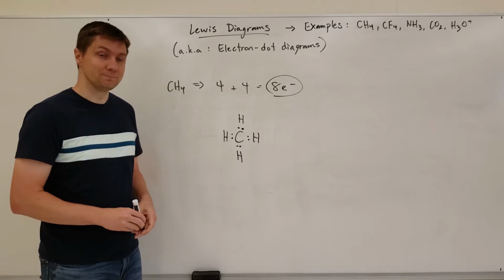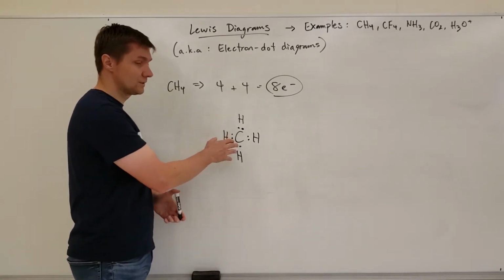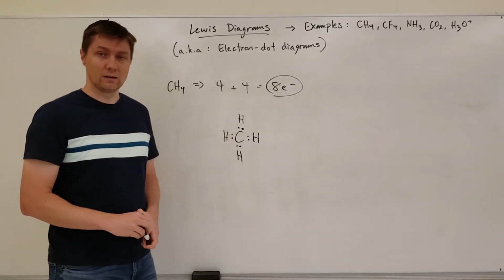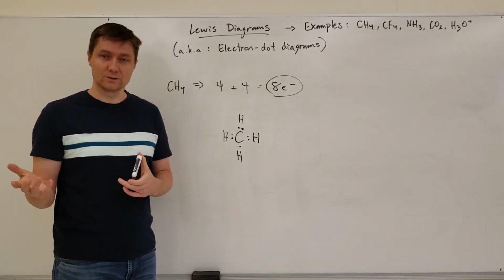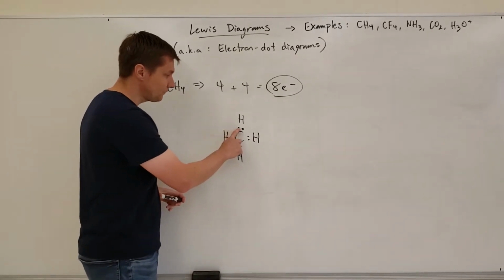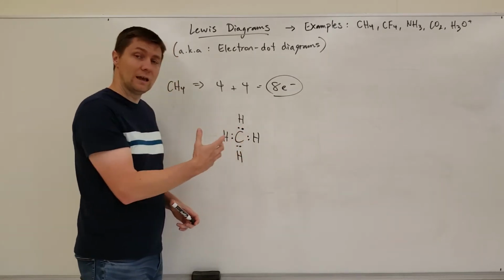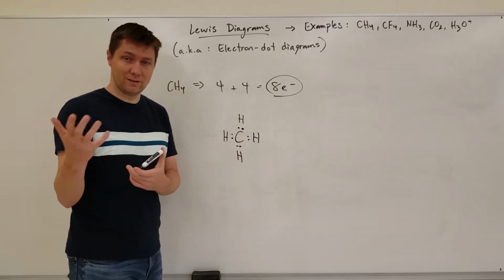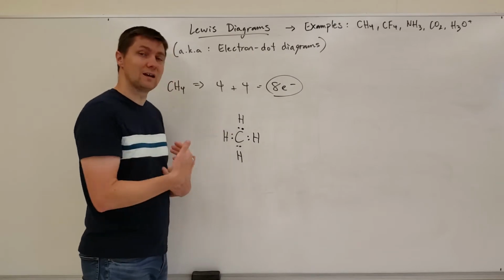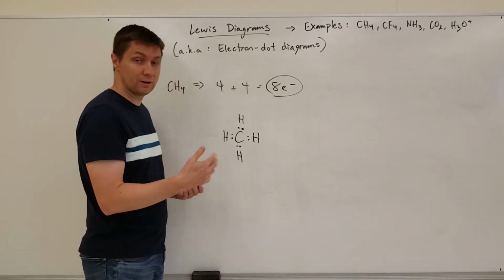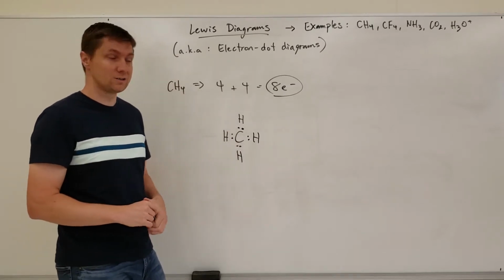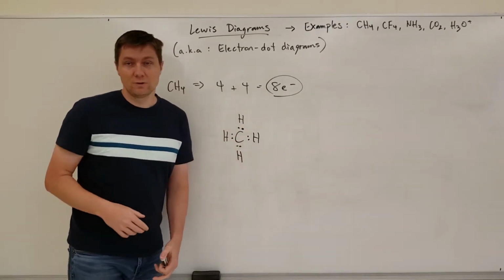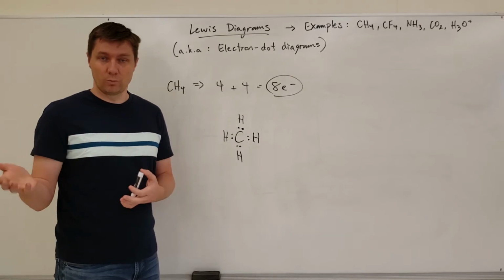And I'm done. Now I look at this and ask myself, are the octets full for each of these atoms? This carbon has to have a full octet of 8 electrons surrounding it. So I count them: 2, 4, 6, 8. Carbon has a full octet. I then also need to check the octets of the peripheral atoms.